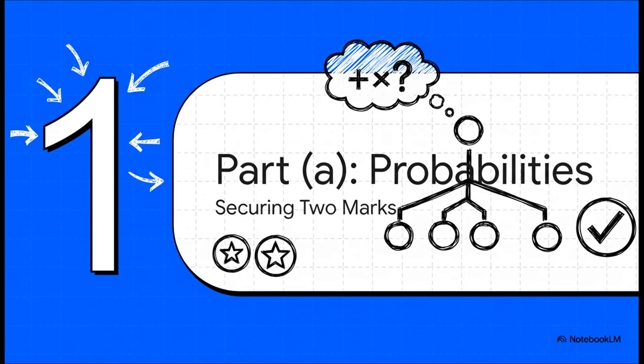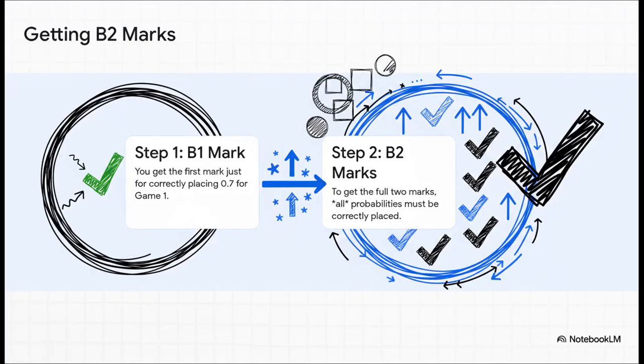So the job here is to fill in a probability tree diagram. Pretty standard stuff, right? But what's really interesting is how they award the 2 marks available here. It's super specific. Okay, check this out. Look at how they actually give you the marks. The first mark, what they call a B1 mark, is just for putting the number 0.7 in the right place for game 1. Seriously, that's it. 1 mark in the bag. Now, to get the full 2 marks, which they call a B2, you have to get all the other probabilities right. It's kind of like an all-or-nothing deal for that second mark, which is really good to know.